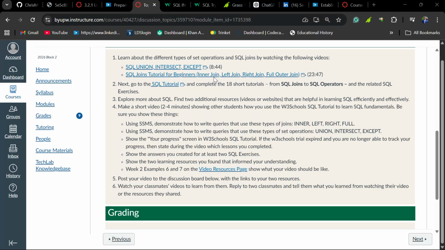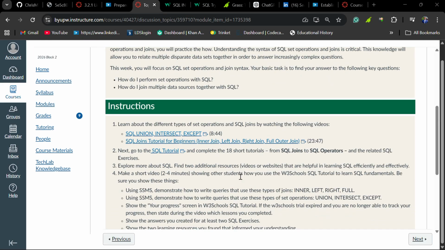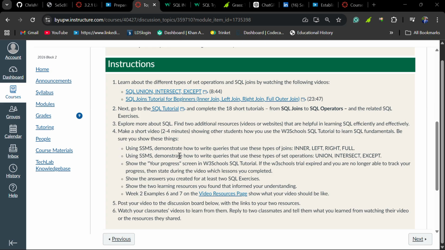Hi everyone. In this assignment, I'm going to demonstrate how to write queries for these types: inner, left, right, and full join, and also to demonstrate the union, intersect, and except.